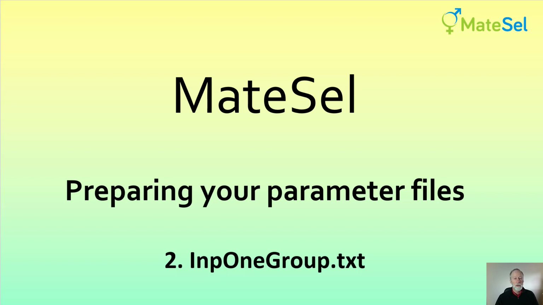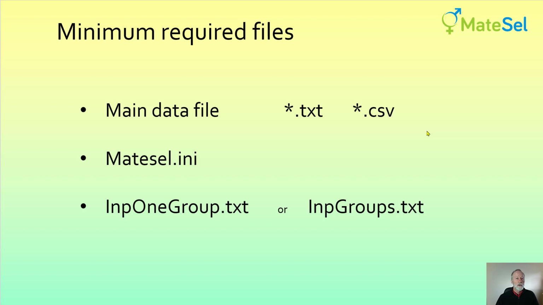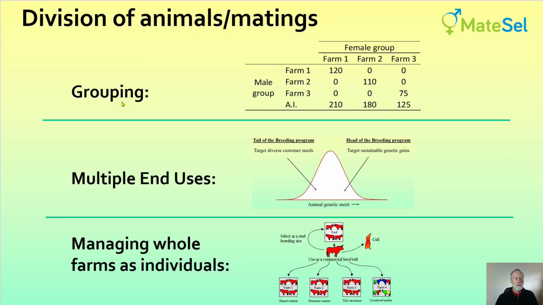This is the second in the series. We're looking at the file InpOneGroup.txt, and just to remind you, for a basic minimum run you need a main data file, you need matecell.ini, and you need one of those two files, InpOneGroup.txt or InpGroups.txt. This depends on whether you're grouping. And just to remind you that grouping is where you decide which animals belong into which group.